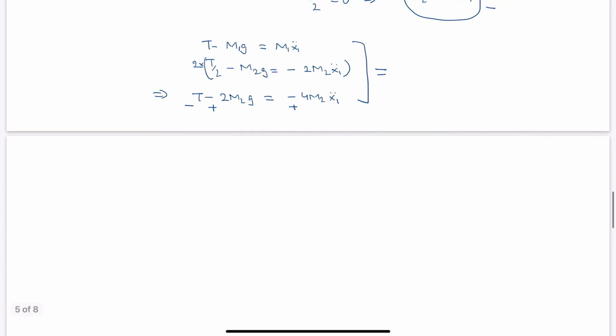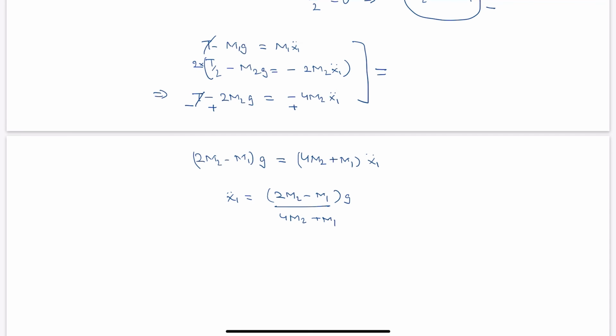So they both cancel out, and it's 2 m2 minus m1, and I take g common, and there it is, 4 m2 plus m1 times x1 double dot. So x1 double dot equals 2 m2 minus m1 times g divided by 4 m2 plus m1, and here is your answer.